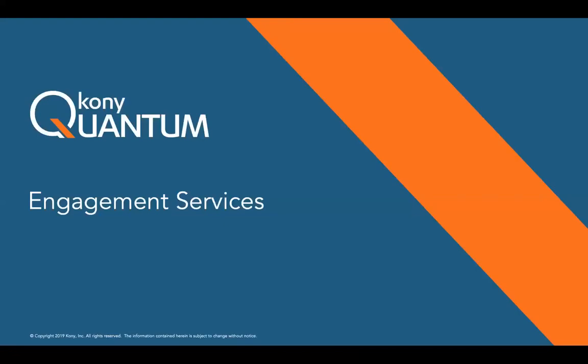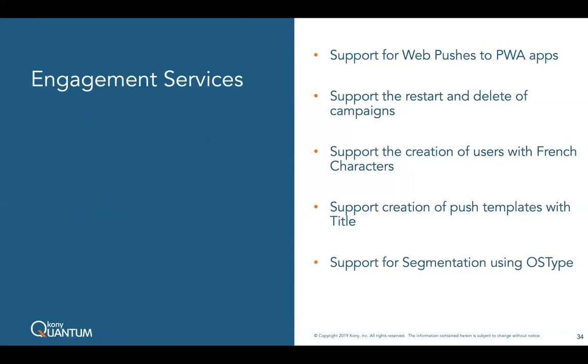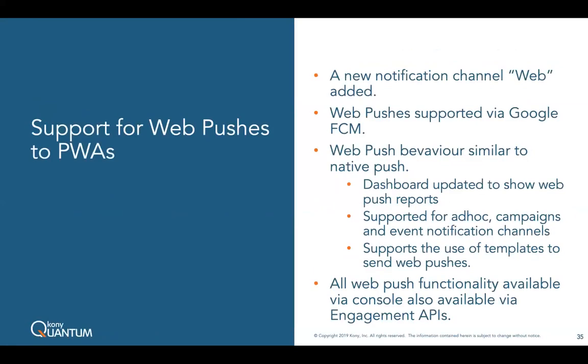Let's now look at the updates that we have done to the engagement services piece of the Kony fabric. So as Faizan earlier explained, we have added the support to do web pushes to the PWA app. We'll shortly see a video of how that works from the engagement server perspective, as Faizan has already showed us the client-side perspective. And we have also added new features to restart and delete, and we'll just look through them quickly. So web pushes, we always had the option of iOS and Android native app pushes.